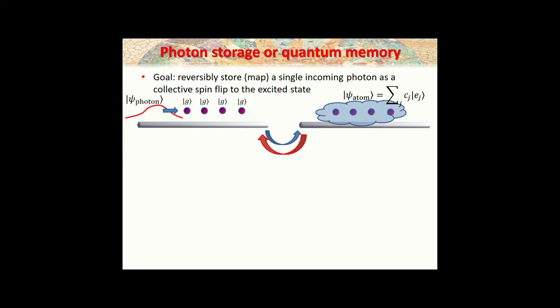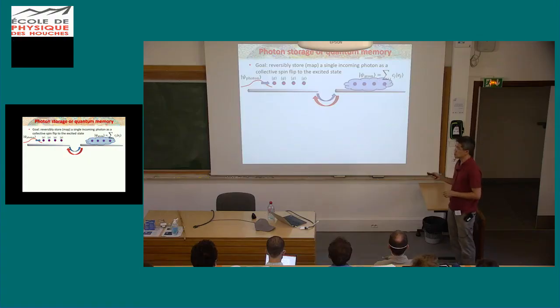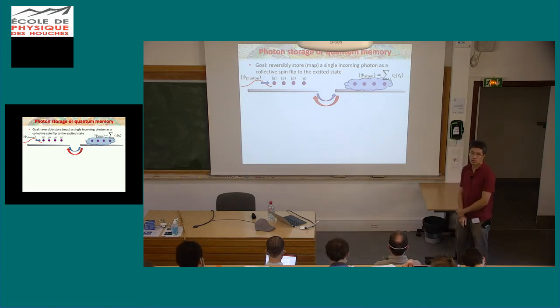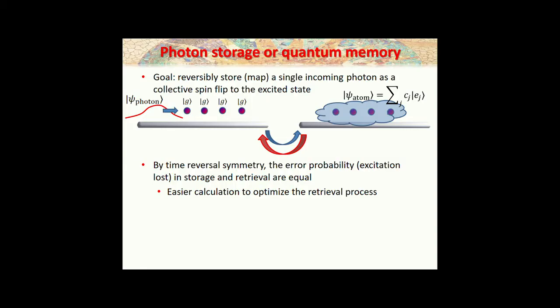Okay, so this quantum memory should work both ways. I should be able to convert a photon to a stationary atomic excitation, but then at some later time, I should be able to reverse it and convert it back to a photon, right? That's how a hard drive should work.